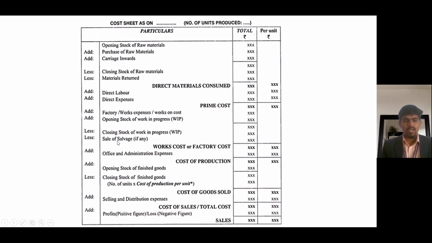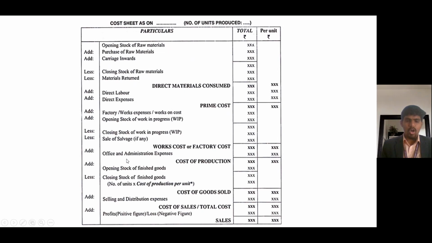Next, less sale of salvage. Sale of salvage, if any scrap materials or any wastage are there, by selling that, if you get any revenue, that will be deducted here. So after adding these factory expenses to prime cost and making the deductions, we will get the works cost, also called the factory cost. That will be a total amount and also the per unit price.